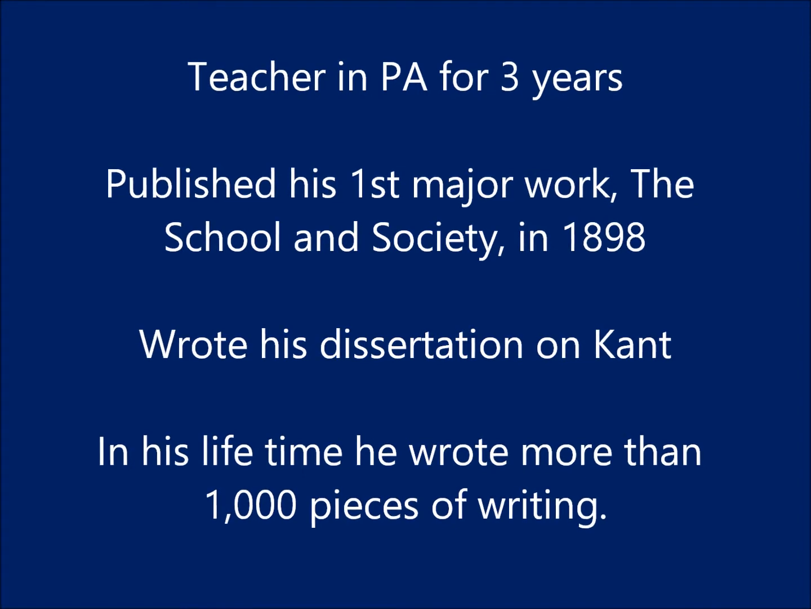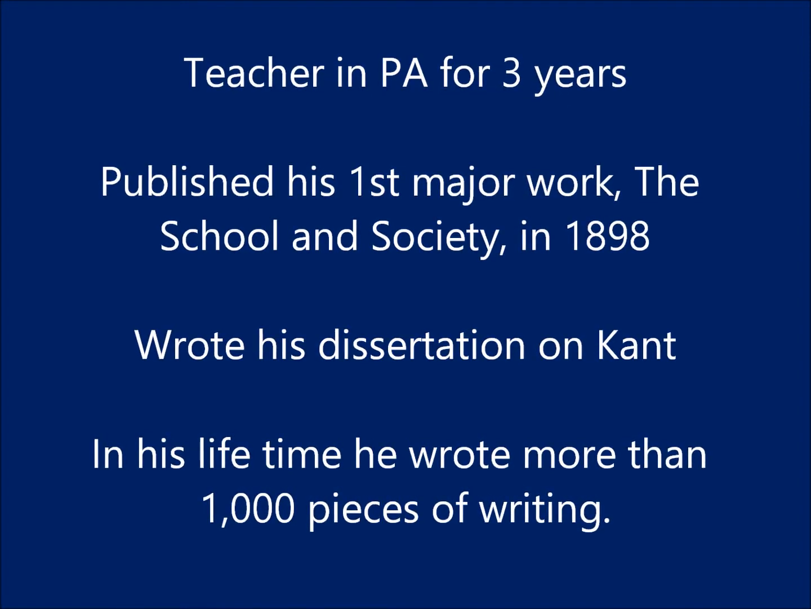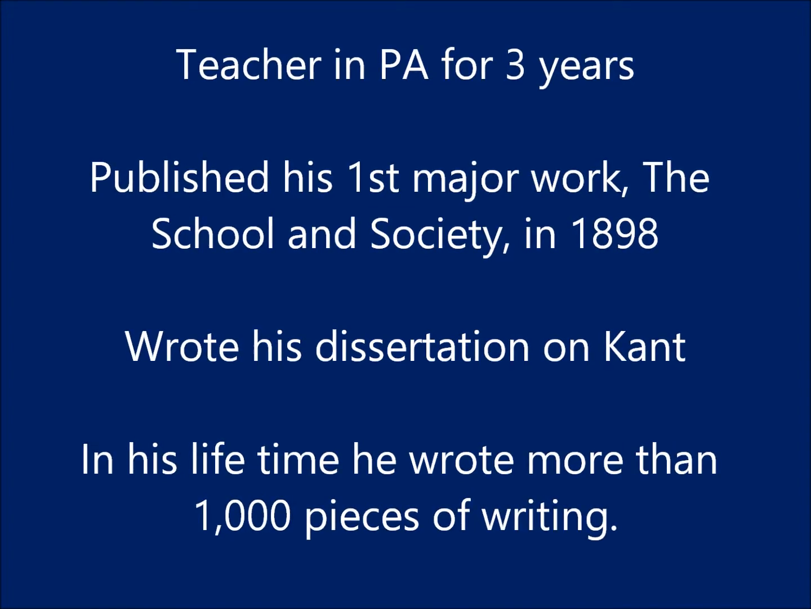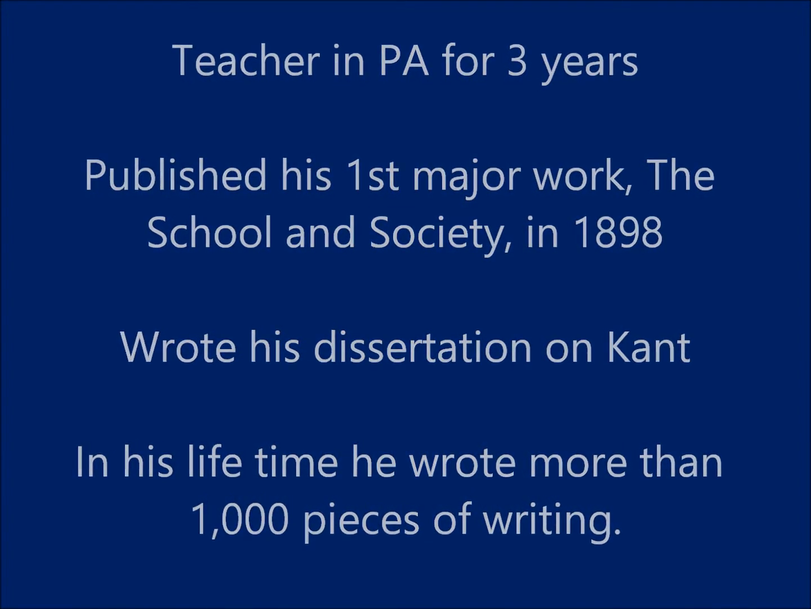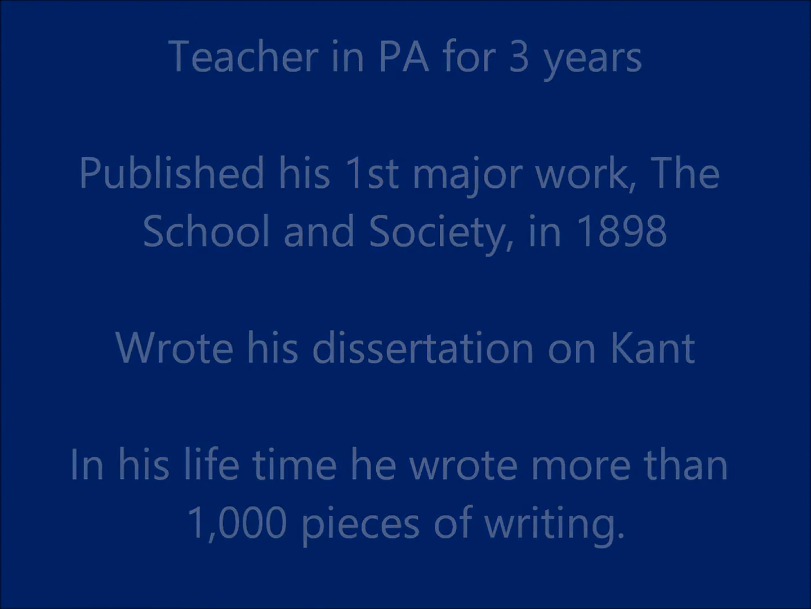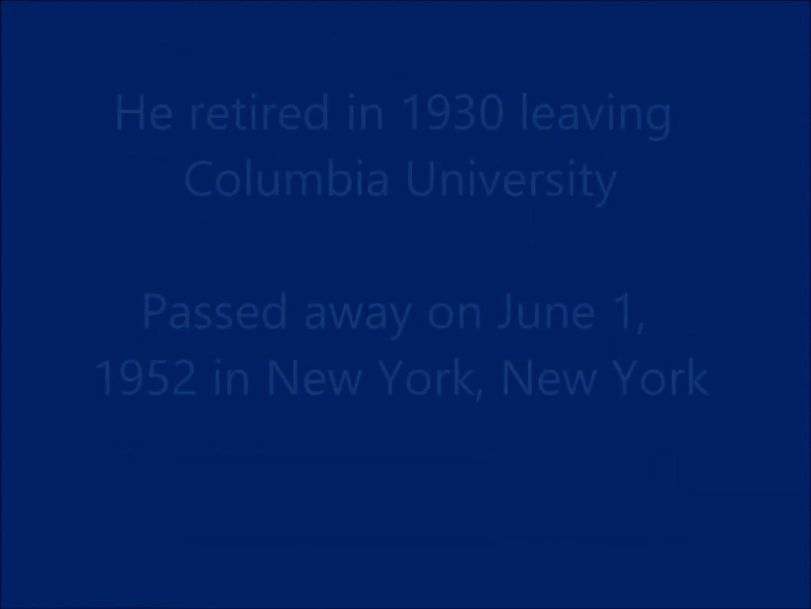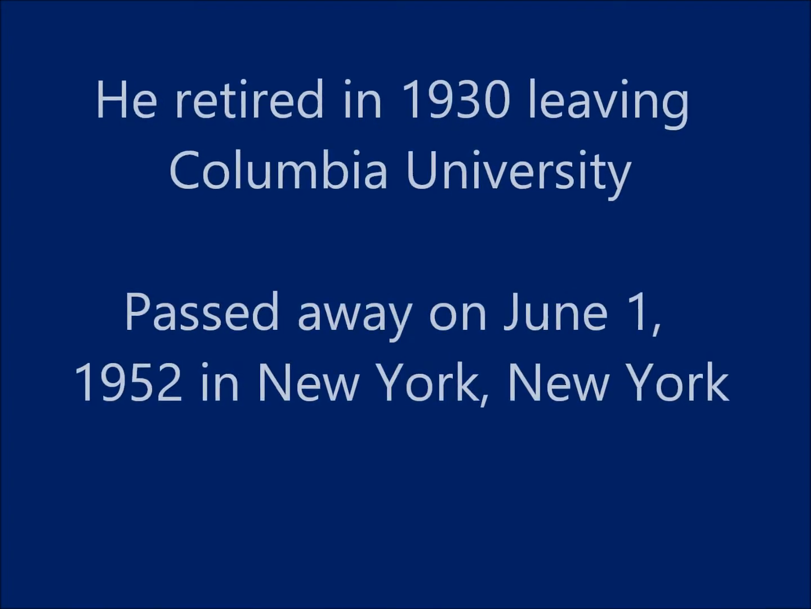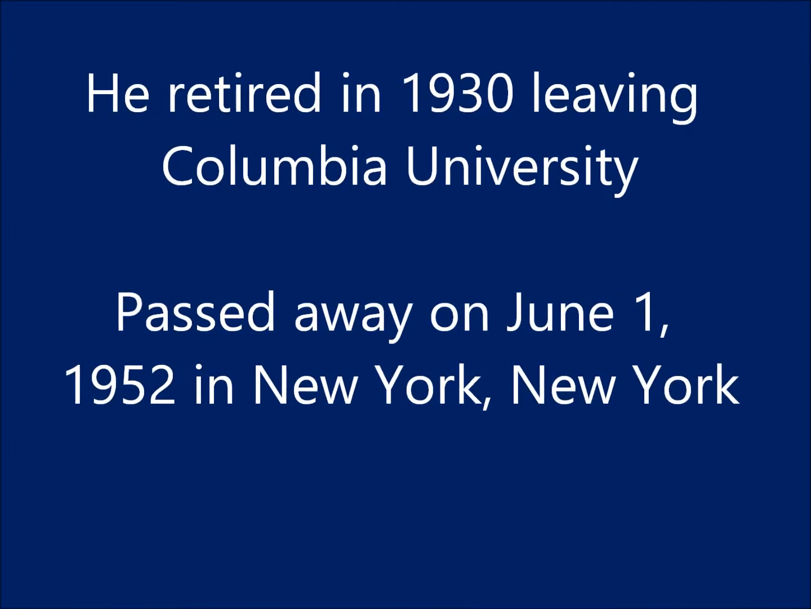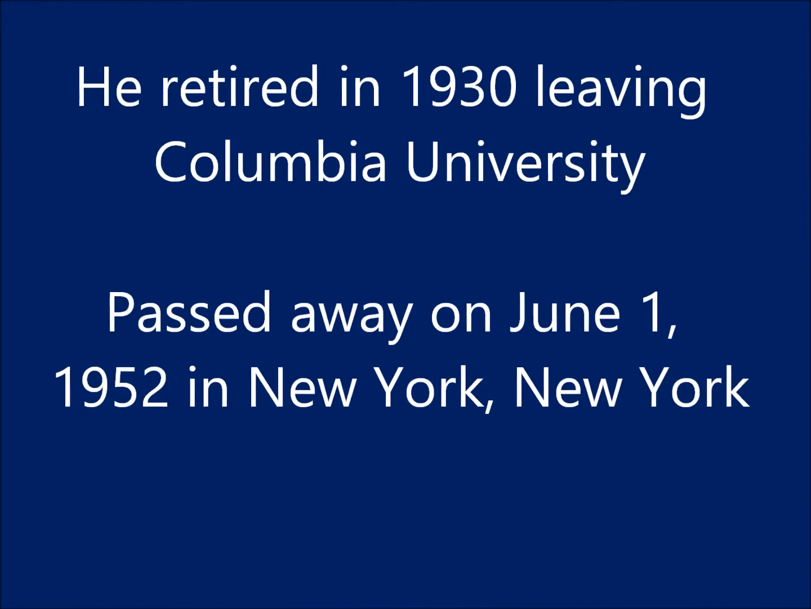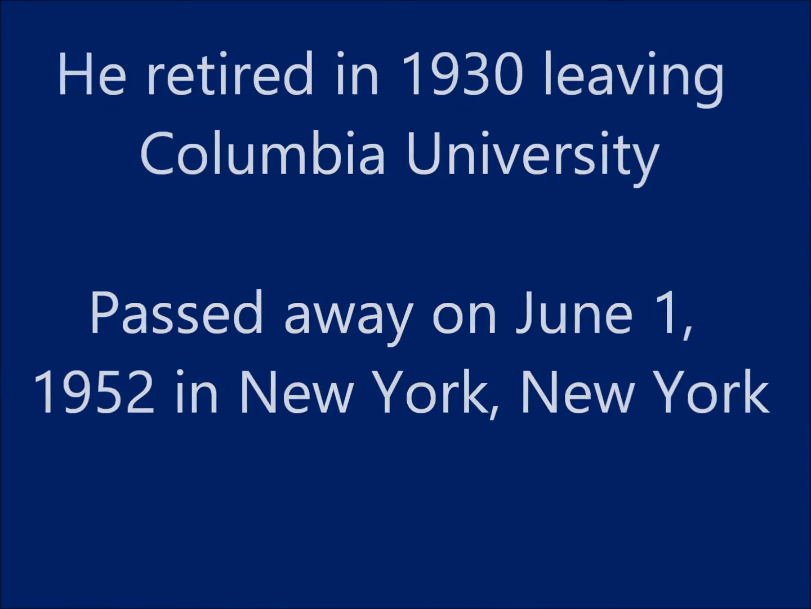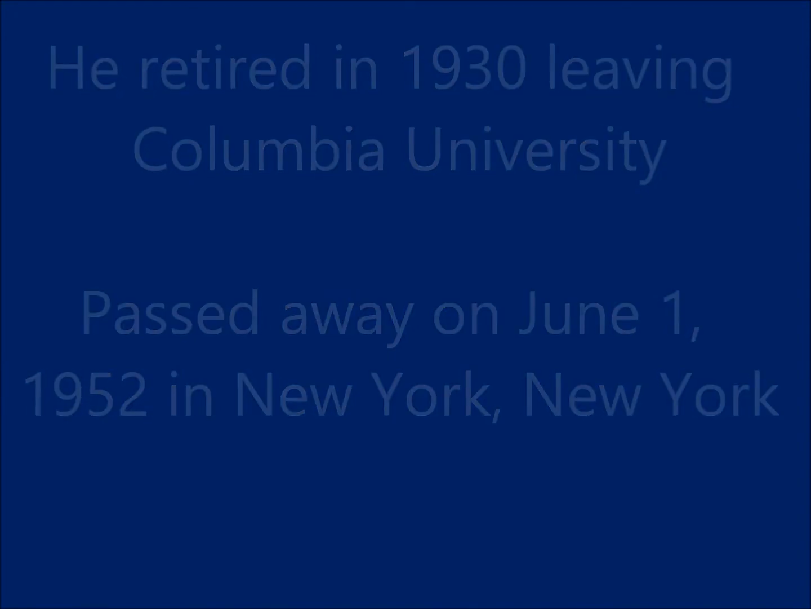He published his first major work, The School and Society, in 1898. He wrote his dissertation on Kant. In his lifetime, he wrote more than 1,000 pieces of writing. He had 6 biological children with his wife, and 1 they adopted. He retired in 1930, leaving Columbia University. He passed away on June 1st of 1952 in New York, New York.